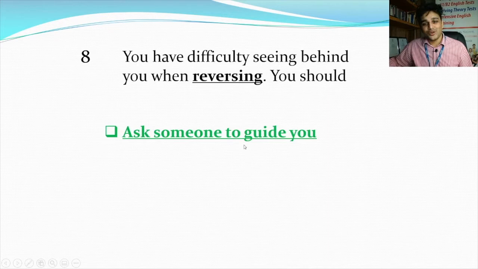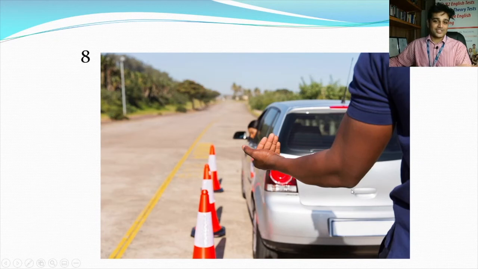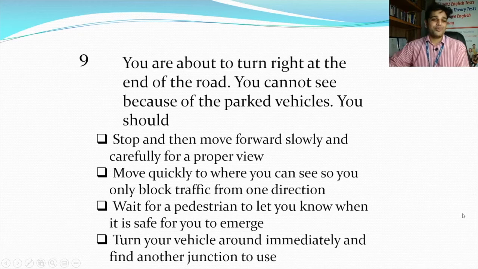So you see this? The international sign for reverse your car. So come on, reverse the car. That's what's happening there. Do you see this lady is looking out the window? She's reversing a car. She's asked someone to help. And that's what you should do. Don't try and reverse it yourself. Ask for help. Question number nine. You're about to turn right at the end of the road and cannot see because of the parked vehicles. You should stop and then move forward slowly and carefully for a proper view. Move quickly to where you can see so you can only block traffic from one direction.